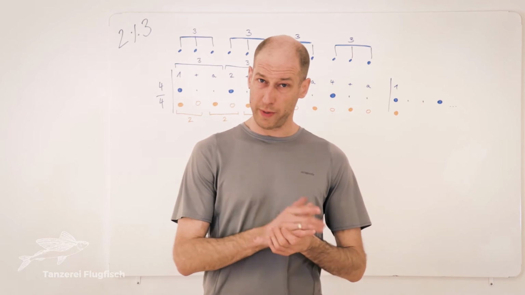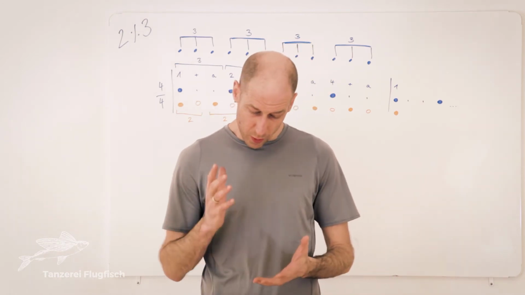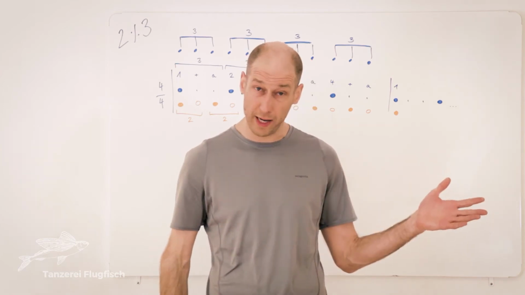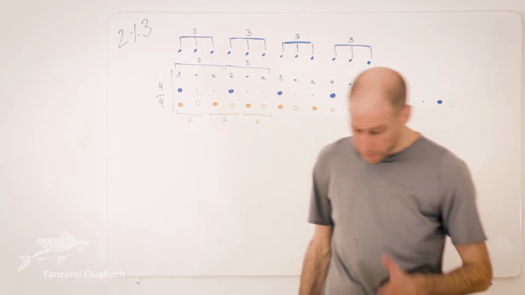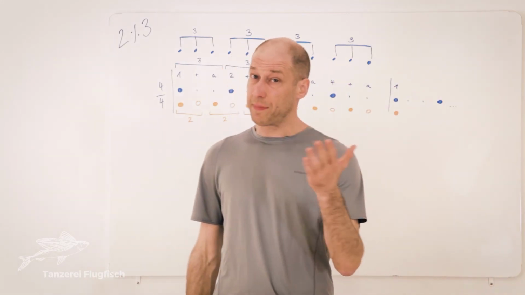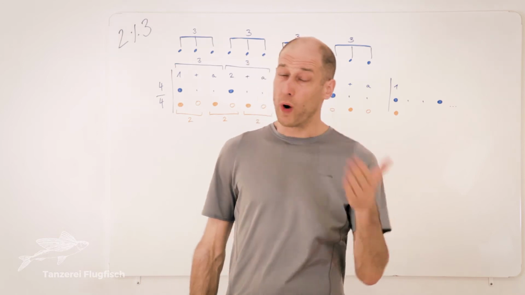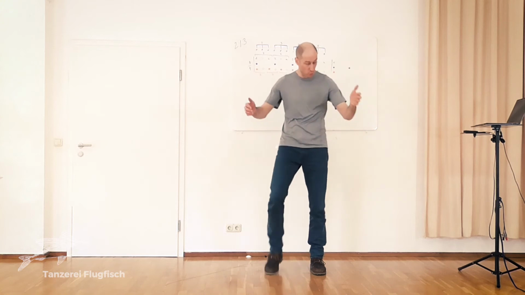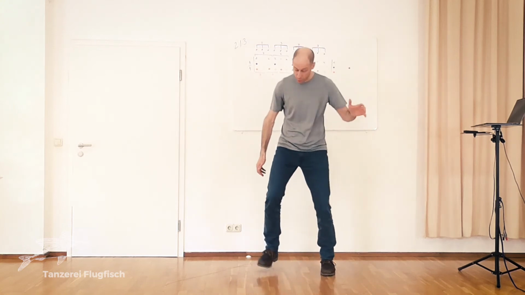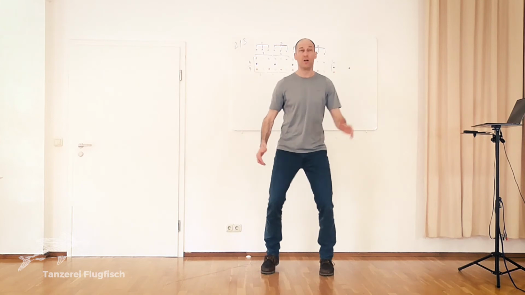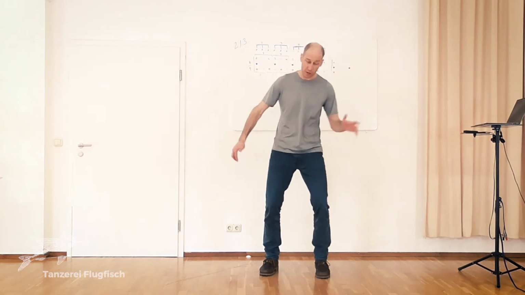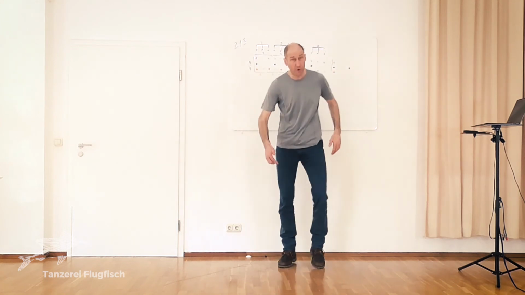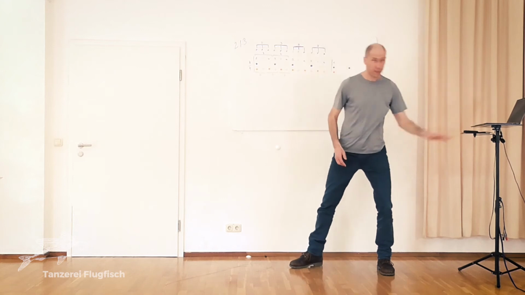Obviously, as always, if we want to make sure we're staying with the right subdivision and we have the beat in the right place, we will do it with a click. So, if this is my click, the subdivision in 3, 1 and 2 and 3 and 4 and 1 and 2 and 3 and 4 and 1 and 2 and 3 and 4 and 1. Okay?